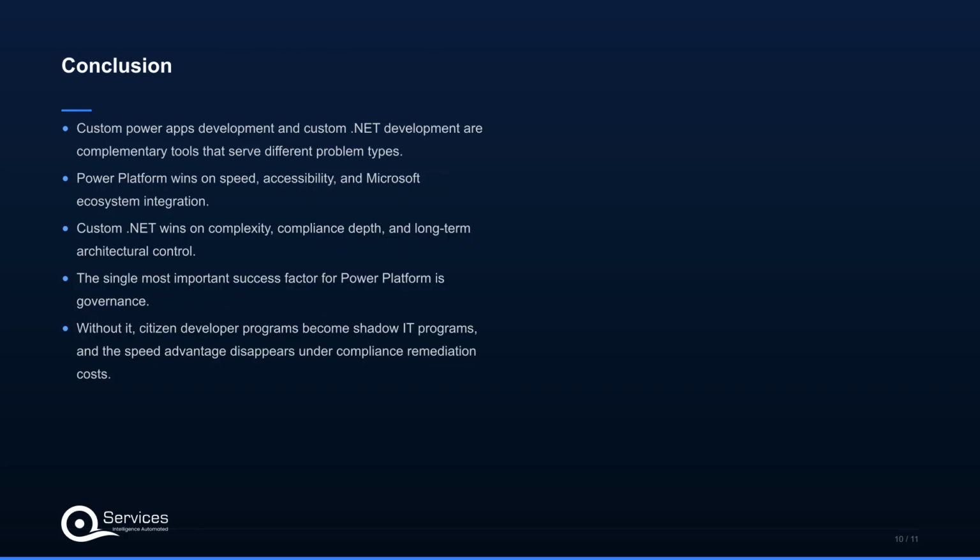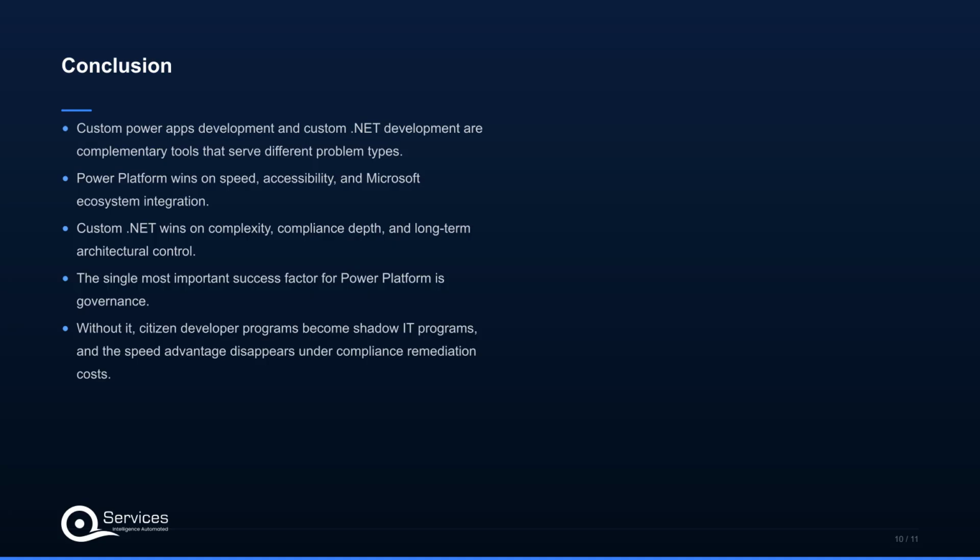Let's talk about conclusion. Custom Power Apps development and custom .NET development are complementary tools that serve different problem types. Power Platform wins on speed, accessibility, and Microsoft ecosystem integration. Custom .NET wins on complexity, compliance depth, and long-term architectural control. Organizations that get the most value use both: Power Platform for citizen-built tools governed by proper Power Platform governance, and custom .NET for systems of record and complex integrations that need proper engineering discipline.